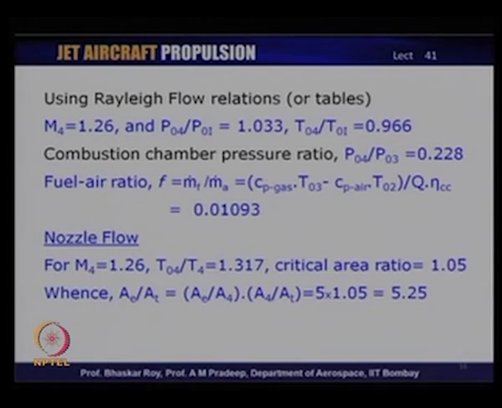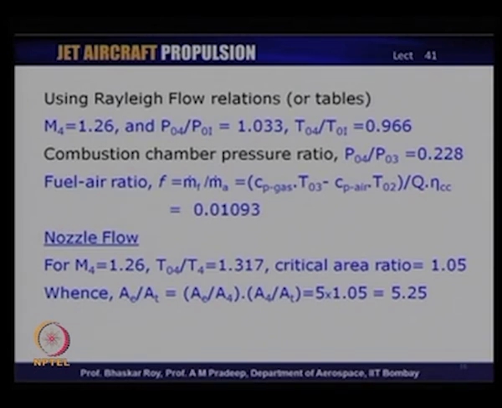So, the pressure ratio across the combustion chamber only is 0.228, and the fuel air ratio is calculated with the help of the temperature that we have obtained, and that comes out to be 0.1093. Now, that is the fuel air ratio calculated from the various parameters that we have computed through the combustion chamber.